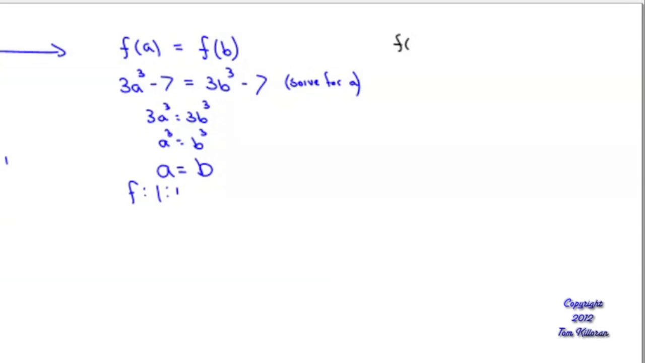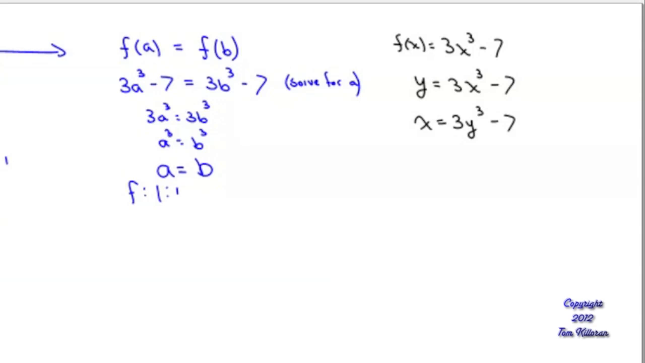f of x is equal to 3x cubed minus 7, the first step is, number 1, change f of x into y. So you're going to get y is equal to 3x cubed minus 7. I haven't changed anything, I just changed notation. The next step, you take the domain and range and flip it. So the y becomes x, and the x becomes y.